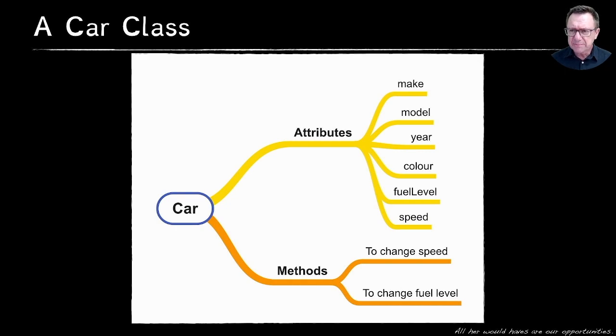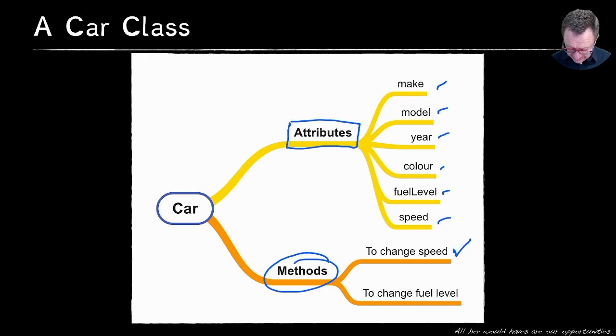Let's have a look perhaps here at this car class. So we've got a car. Now we've got the attributes of our car, and I've said there's a make, a model, a year, a color, a fuel level, and a speed. Then we have methods, and we have a lot more methods than what I've listed here, but we've got a method that allows us to change speed, and a method that allows us to change the fuel level, because the fuel level changes, and we need to be able to track that.